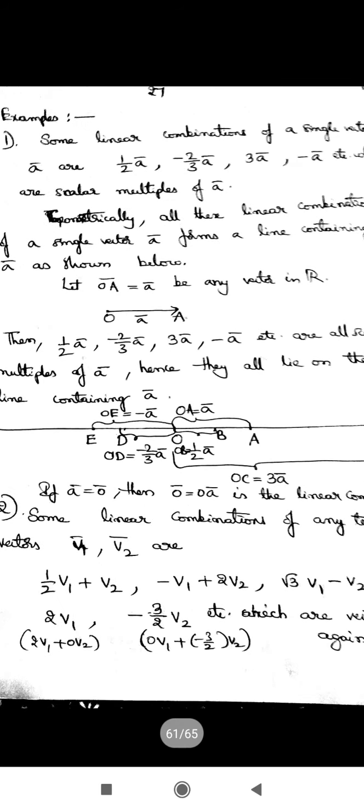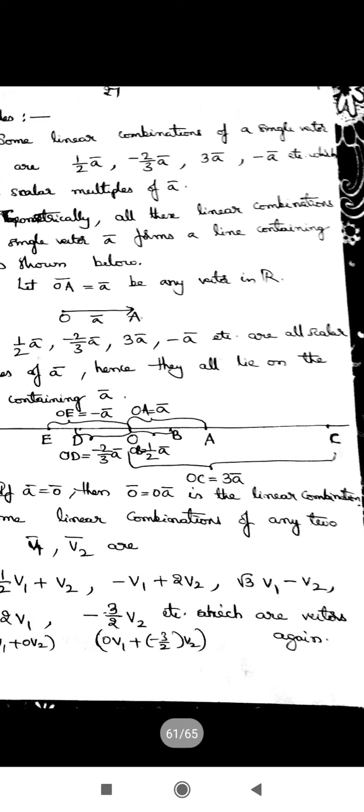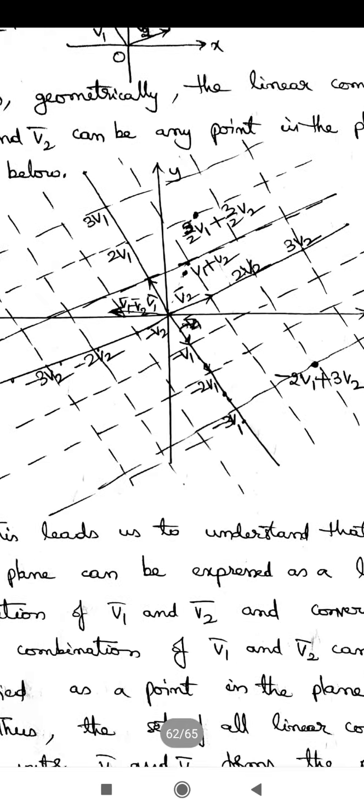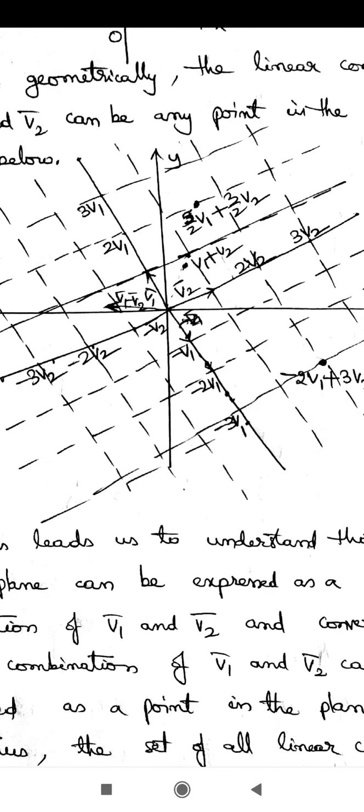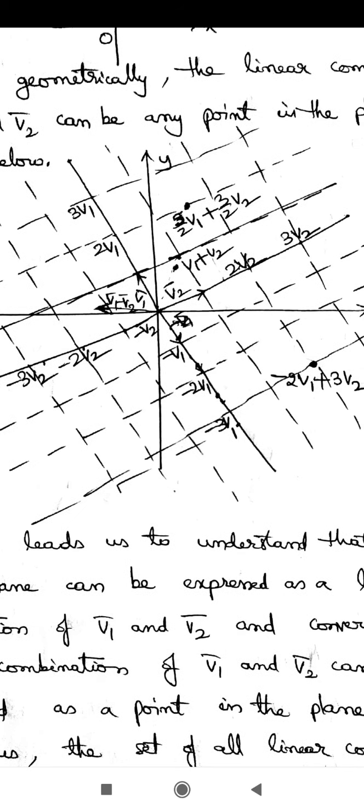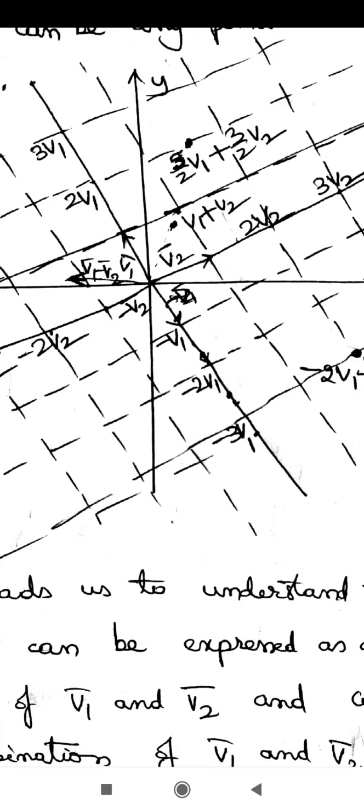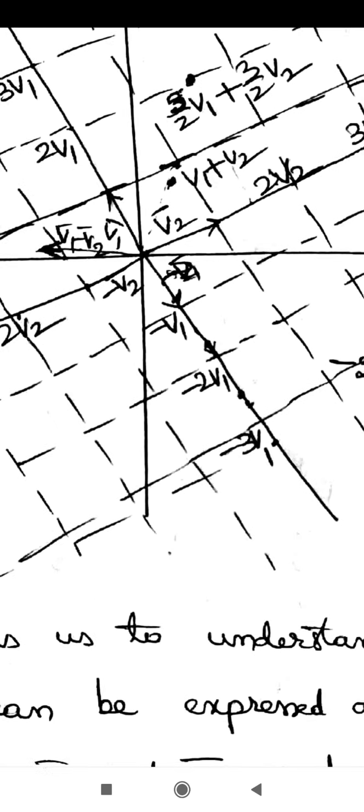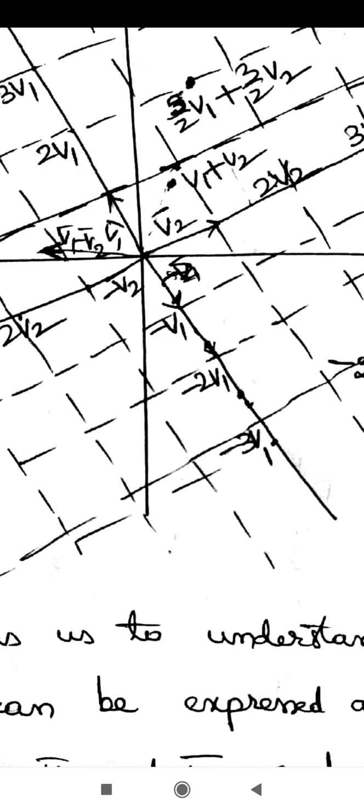So 1 by 2 v1 plus v2, minus v1 plus 2 v2, root 3 v1 minus v2, etc. are all linear combinations which are identified by some intersecting points, or some points may not be intersecting points, they will lie on those parallel lines or somewhere in the xy plane. So this is how, and the scalar multiples of v1 and the scalar multiples of v2 lie on the lines where v1 and v2 are lying.